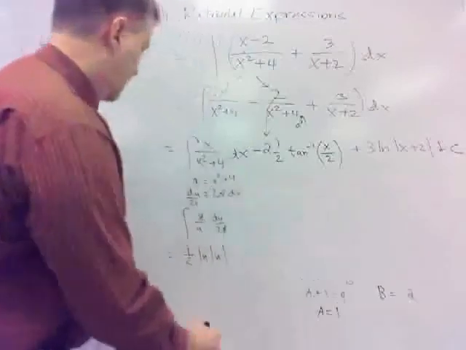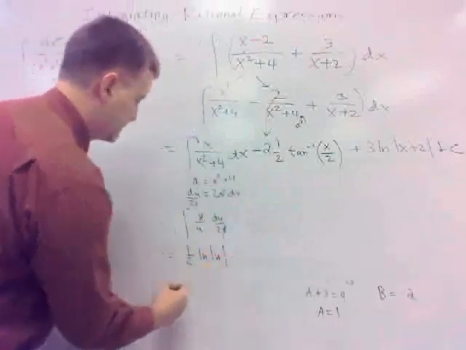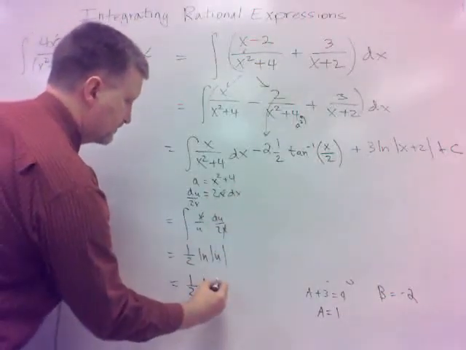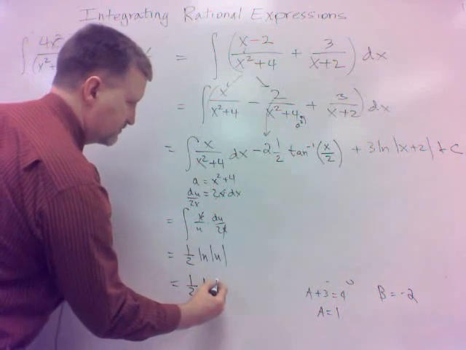All right, so putting all this together, this is 1/2 the natural log of u, so that's 1/2 the natural log of absolute value of x squared plus 4, but x squared plus 4 is always positive.